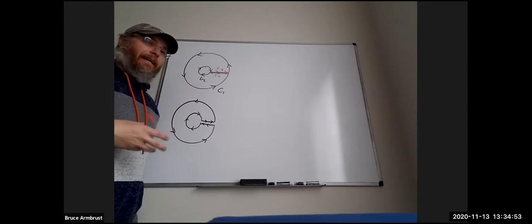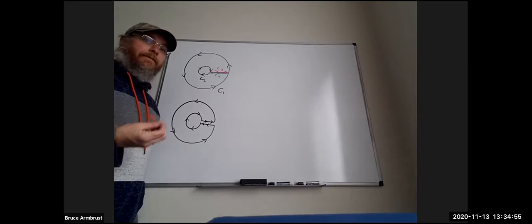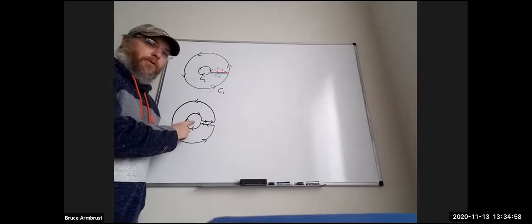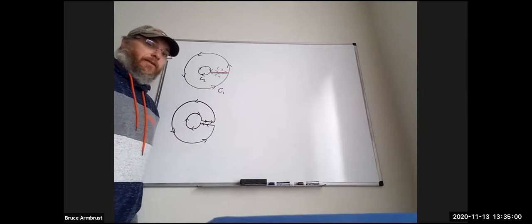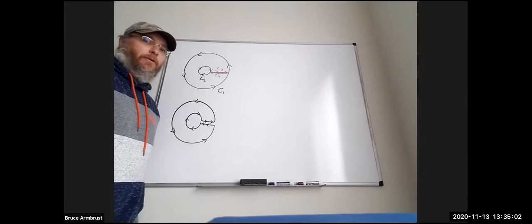All right, so the moral of the story here is that even if you have a region that's not simply connected, if it has a finite number of holes like this, you're good. Because what if there was a second hole? What would I have to do?